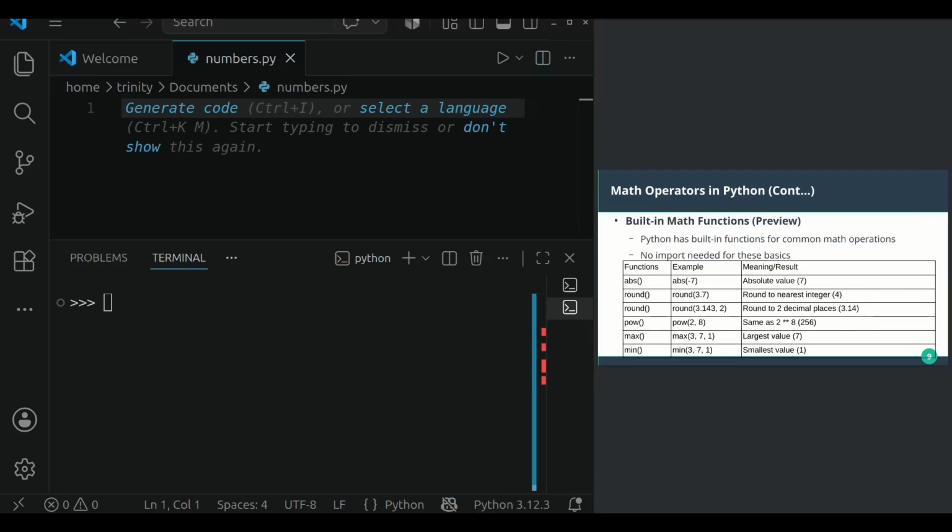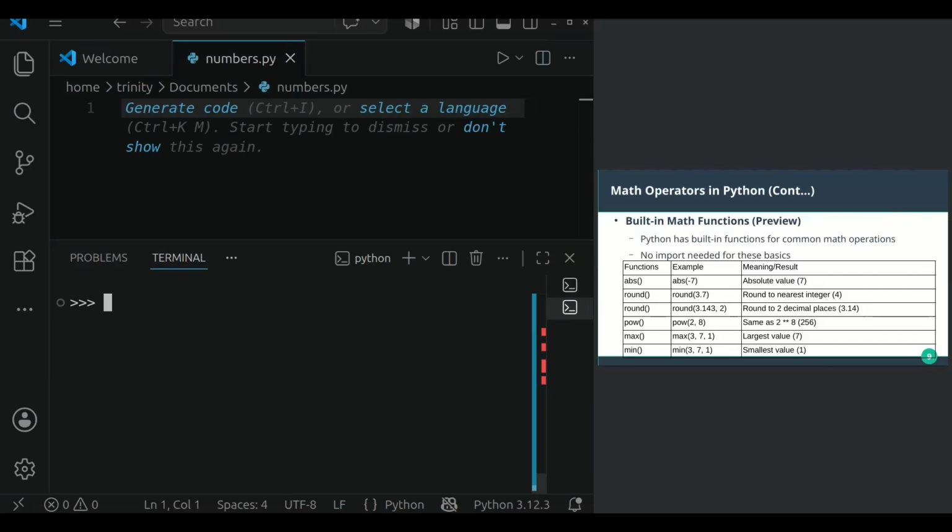Next, we're going to talk briefly about some built-in math functions. The first one we have there is absolute. So abs here is a function. This is an example. It returns the absolute value of whatever you're passing into the abs function, be it a value, be it an expression.